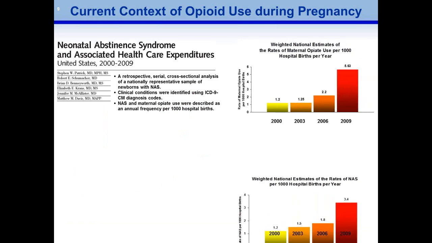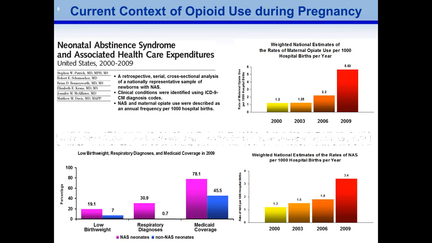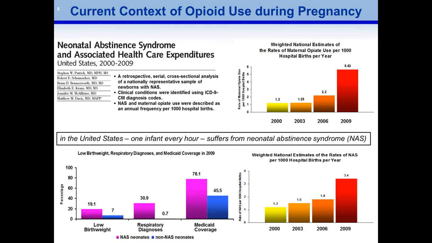And these are data from Stephen Patrick and his colleagues, recently published in JAMA. These data really got a tremendous amount of national attention. If you focus on the top graph, these are weighted national estimates of the rates of maternal opioid use per 1,000 hospital births. You can see that the rate goes from 1.2 in the year 2000 to 5.63 in 2009. So the rate of moms coming in with opioid use is increasing in our hospitals.